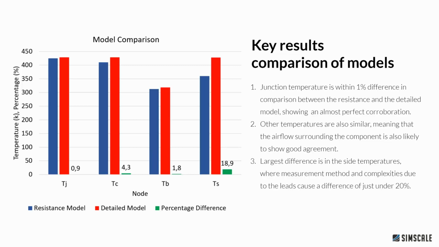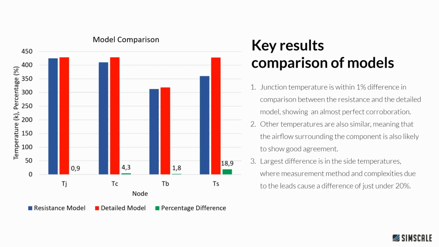But luckily for me, I did write down a few of the assumptions that I made. In this case, what I did is I took 1 point on the lead to be the temperature that I used for the side. And in this case, comparing the average temperature of the resistance model to the point on the detailed model might not have been the right thing.